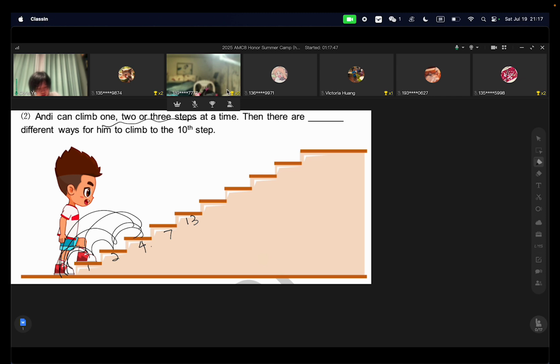And moving on, that will be 4 plus 7 plus 13, 24. And 44, 81, 149. And lastly, 230 plus 44 is going to be 274. Then there are going to be 274 different ways for him to climb up to the 10th step. Any questions?